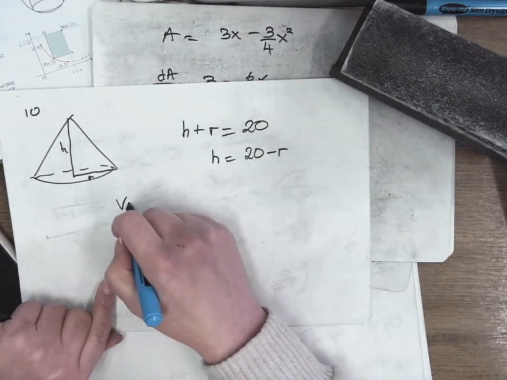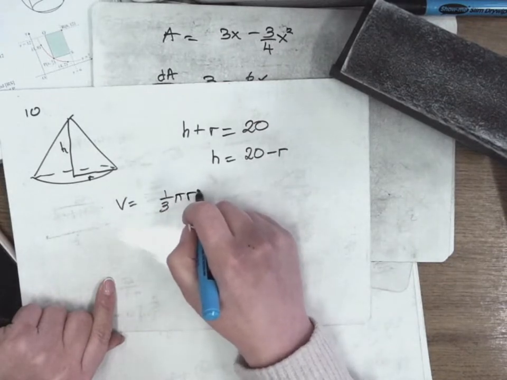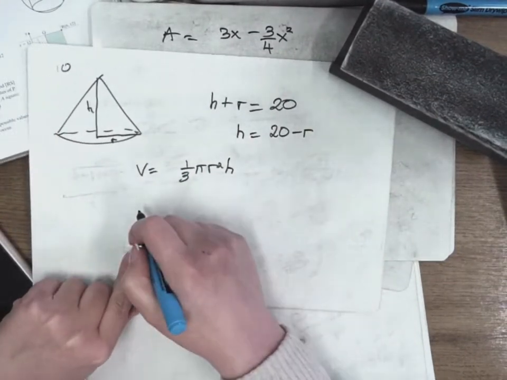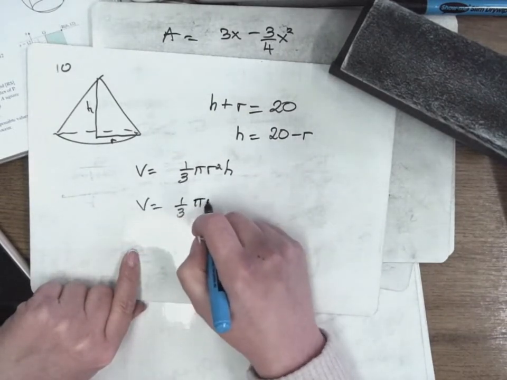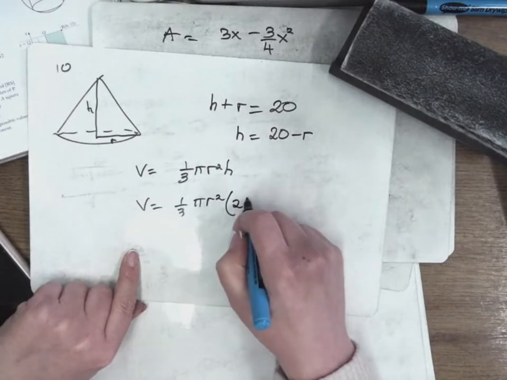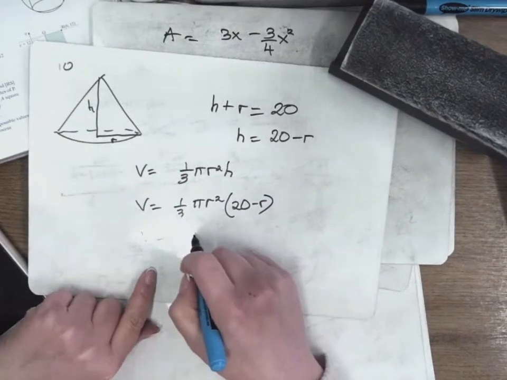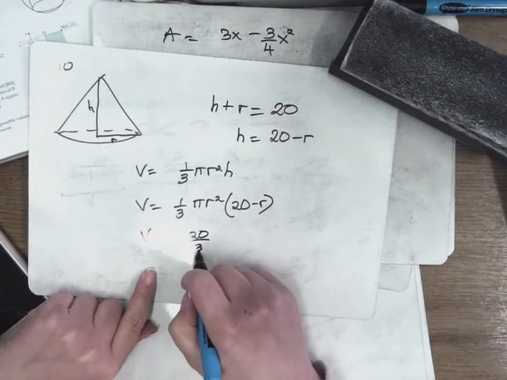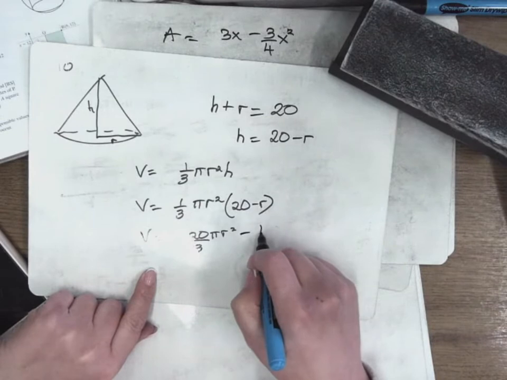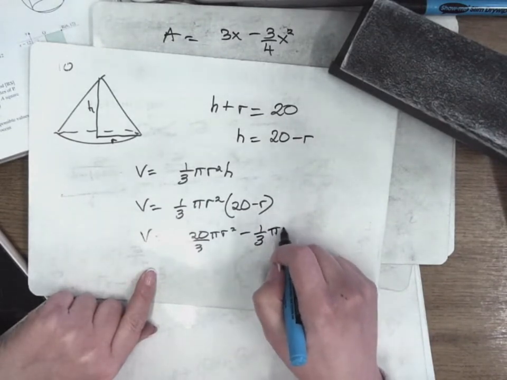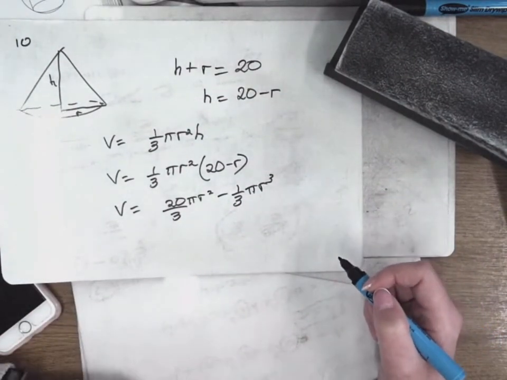I need the volume first. It's a cone. The formula for the volume of a cone is 1/3 pi r squared h in your log tables. Okay, so it's 1/3. I need to get rid of that h. So instead of that h, I'm going to put 20 minus r. Okay, so multiplying into that, it's 20 over 3 pi r squared, right, minus 1/3 pi r cubed. Just multiplying into the bracket. Is that okay?